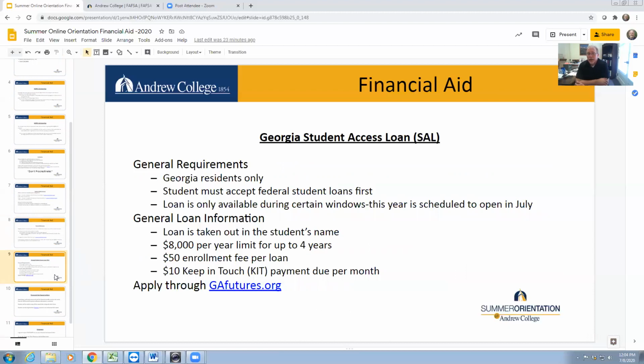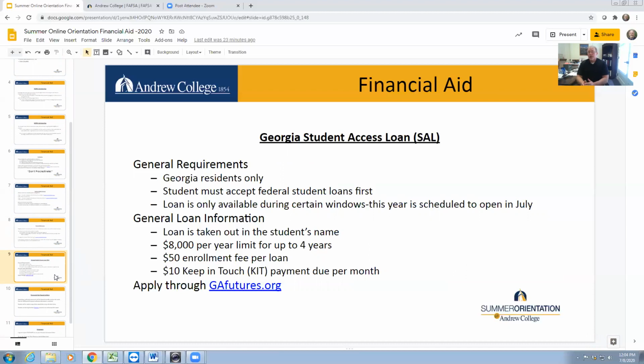Another option that's available to families is the Georgia Student Access Loan. Now, this loan is the best thing going if you're a Georgia resident and eligible for it. It's restricted to Georgia residents. It's taken out in the student's name, so there's no credit check to it. It is at a 1% interest rate.